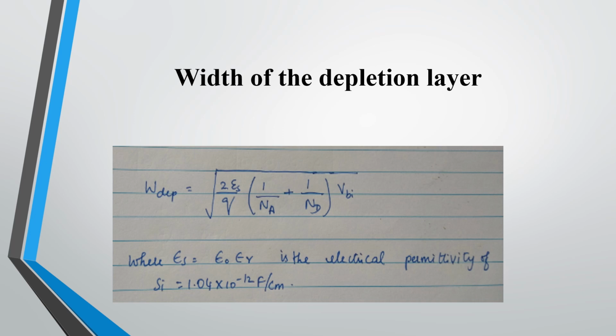So we have seen the formula for Vbi, which is the barrier potential, and the width of the depletion layer. Typically for silicon at room temperature, the value of barrier potential will be from 0.6 volts to 0.8 volts, whereas the width of the depletion layer at room temperature for silicon will vary from 0.1 micrometer to 1 micrometer.